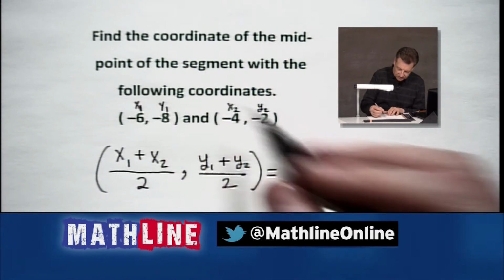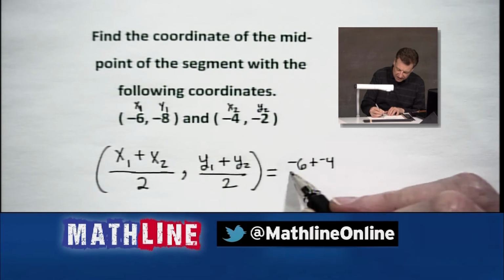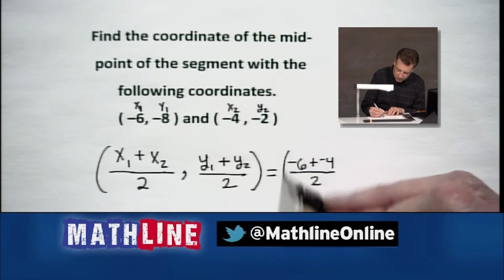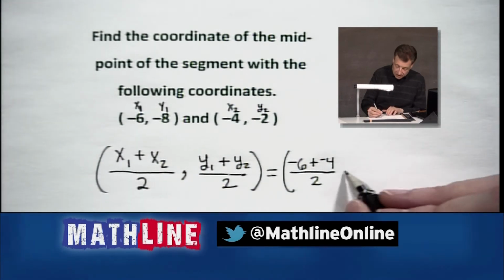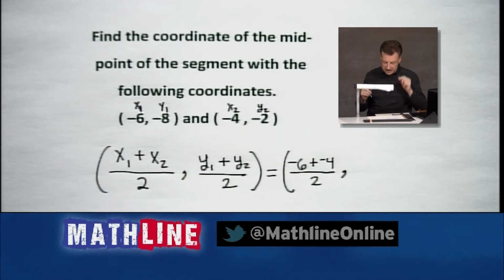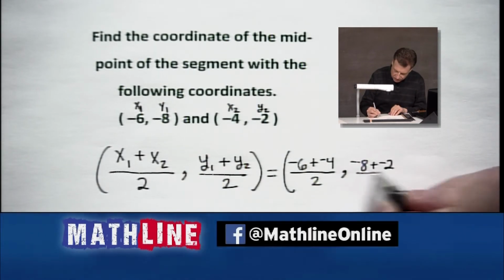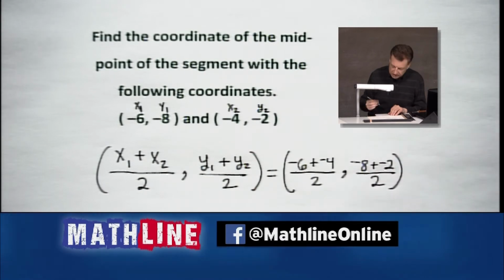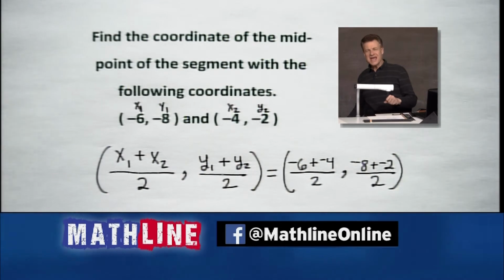The formula is very easy. Put that -6 plus the -4 right in there. Divide it by 2. Remember, it's a coordinate we're working on, so we're going to keep the parentheses. There's your x component. How about your y component? My goodness, what do we got? We got a -8 plus a -2. We'll divide that by 2. This looks pretty easy. You know why it's easy? Because you know your rules for positives and negatives.